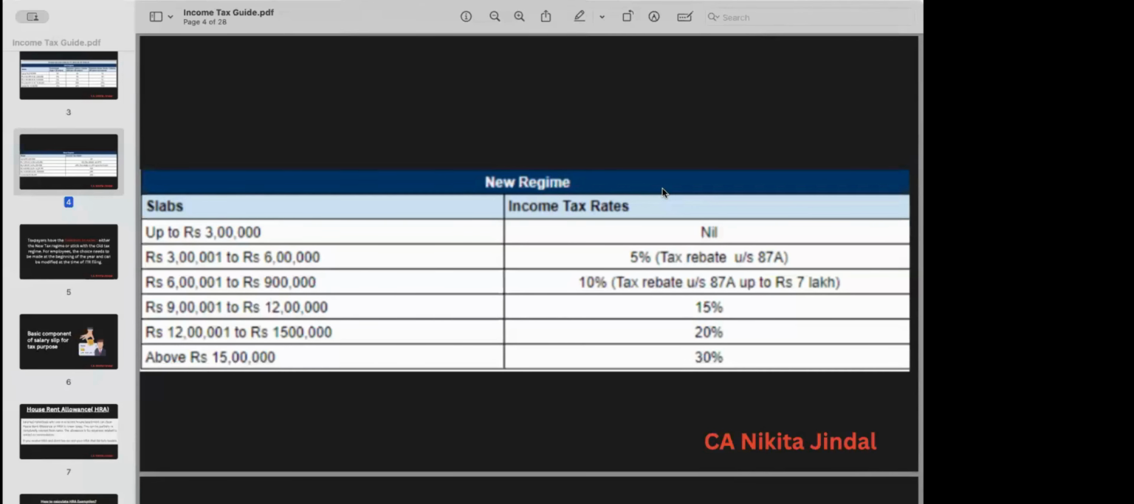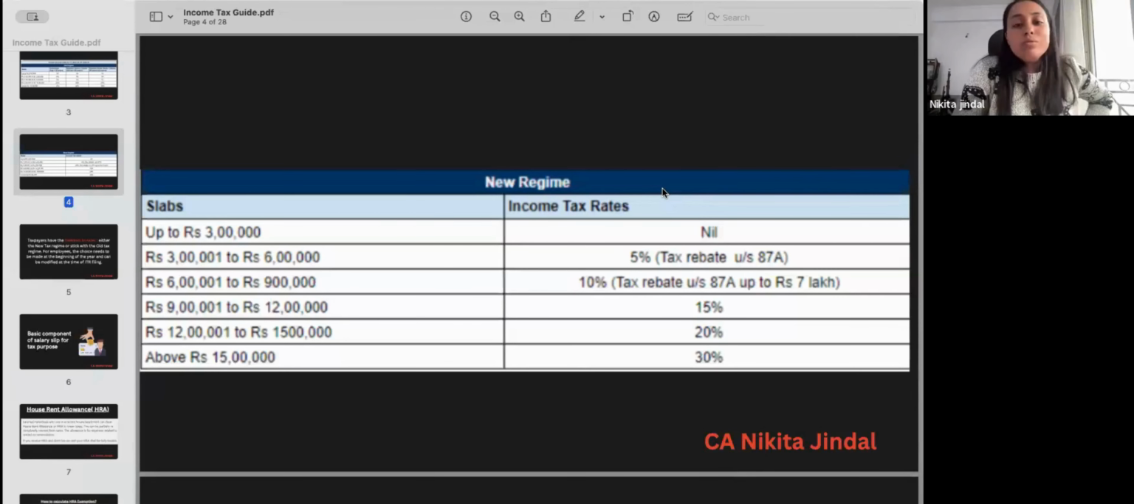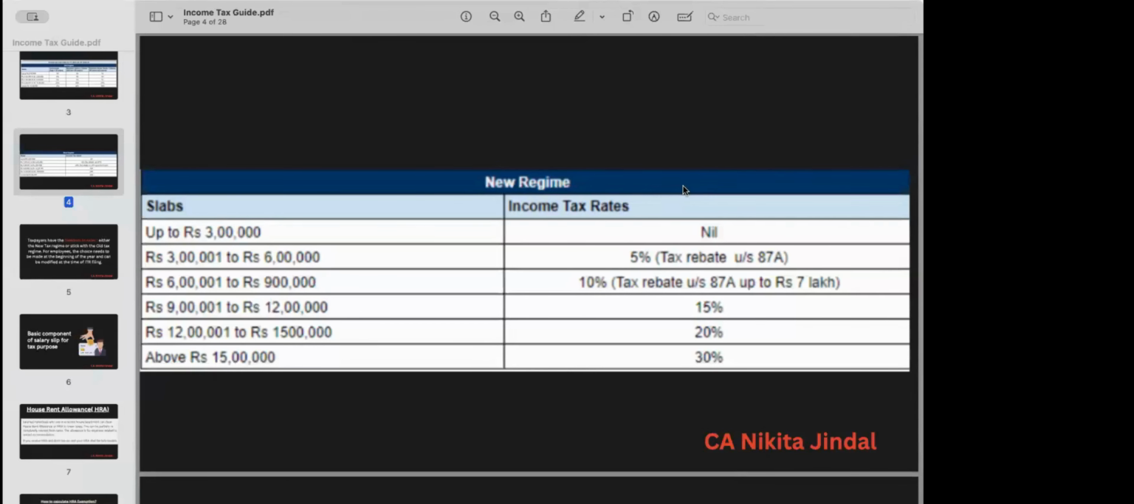Okay, next question. Can we claim LTA for travel by rented cab? No, you cannot claim. Okay.